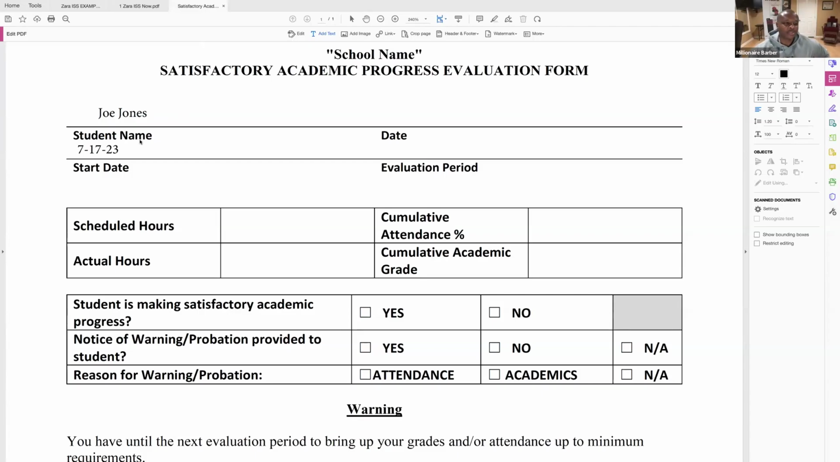Okay, this student started school on 7/17/23. And the evaluation period is 450 hours. Now, the date that they hit 450 hours was 12/23/23. All right.